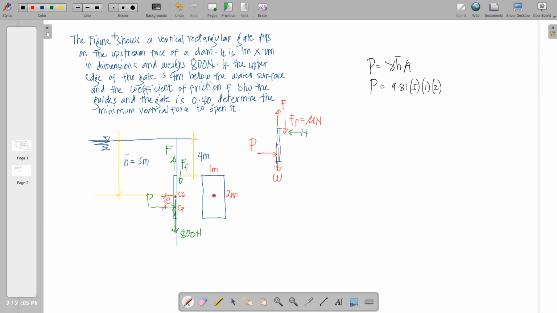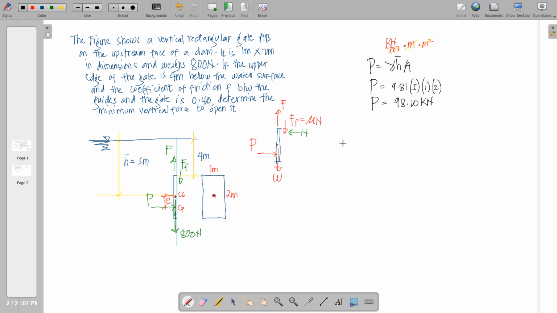So if we investigate the units here, we have gamma equal to kilonewton per cubic meter, H bar is in meter, while that of area is in square meter. Therefore, those meter units will be cancelled and P will be in terms of kilonewton. So that is equal to 98.1 kilonewton. We also express W in terms of kilonewton because W here is in newton, so we just divide that by 1000 to make it in kilonewton.